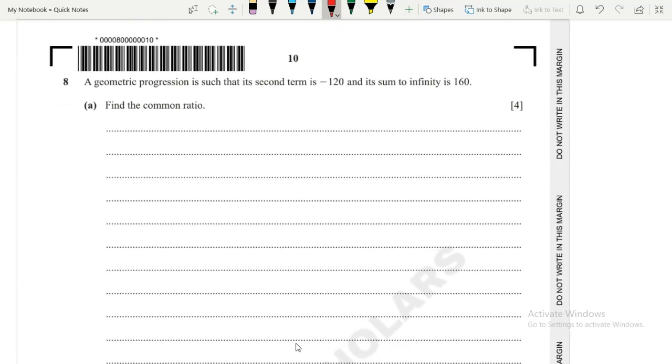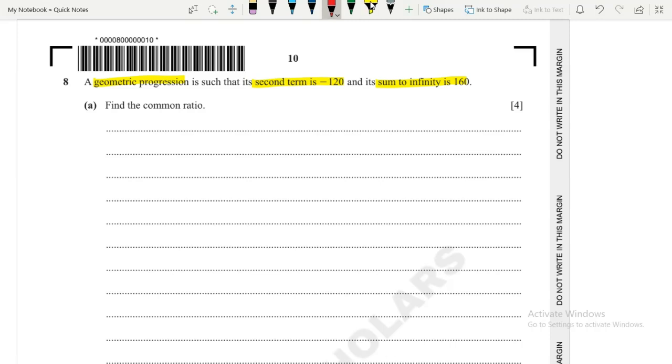So question number 8 says a geometric progression is such that its second term is minus 120 and its sum to infinity is 160. So find the common ratio.